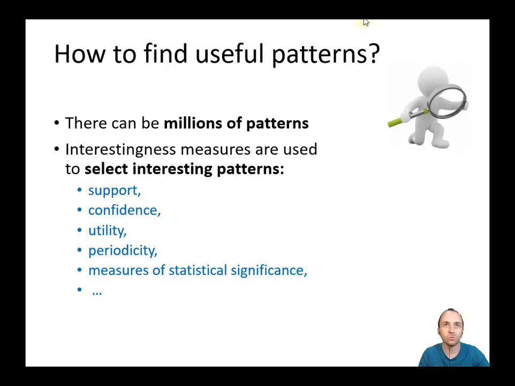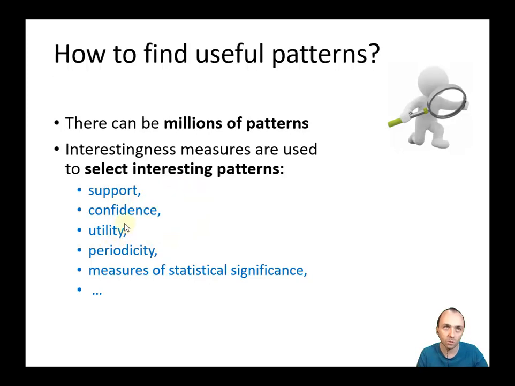Okay, so how do we find useful patterns in the data? There can be millions of patterns in the data. So how do we select the patterns that are interesting for us? We need to use some measures. We call them interestingness measures, such as the support. The support means how many times the pattern appears in the data. So if we want to look for frequent patterns, the support means frequency, and we can find all the patterns that appear at least a given number of times in the data. So maybe we find many people buy bread and milk together and so on.